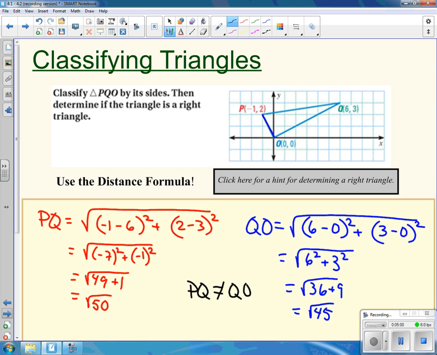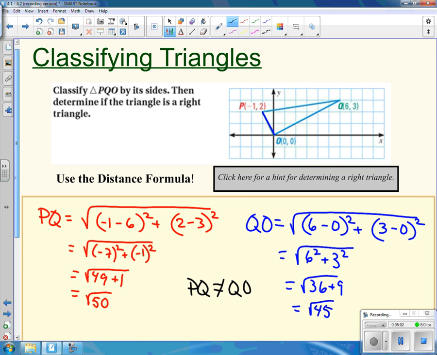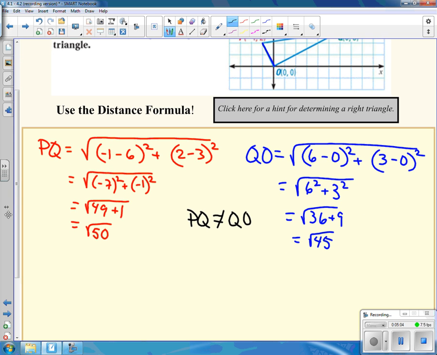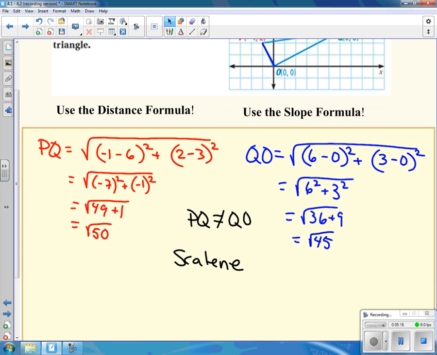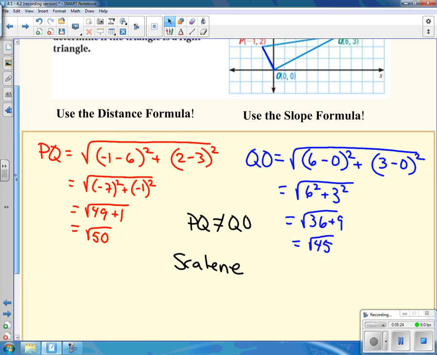Okay, so based on my information, I can now come up with a classification of a scalene triangle. Now I need to figure out if this is a right triangle. So I'm going to be looking at the angles for this one. But more specifically, as we see in the hint, I need to use the slope formula because in order to determine a right angle, I need to know if those lines are perpendicular.